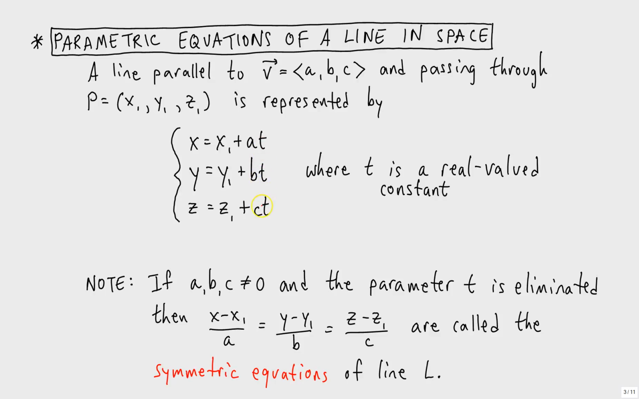Now if we eliminate our scalar, so we solve these all for t and set them equal, then we get what we call the symmetric equations of our line, where x minus x1 over a should equal y minus y1 over b, which should equal z minus z1 over c. So those are what we call the symmetric equations of our line L. That's just when you solve all three of these for t and then set them equal. Again, this assumes a, b, and c aren't 0, because then we'd have division by 0. Not okay.